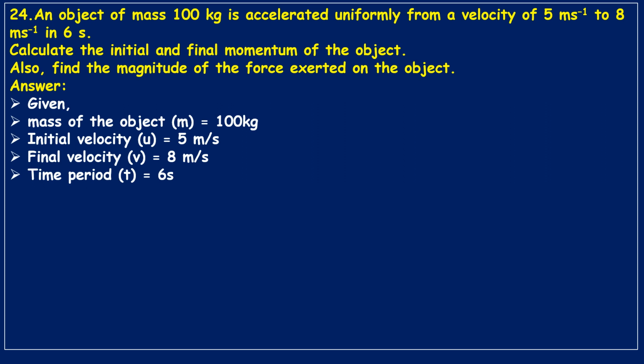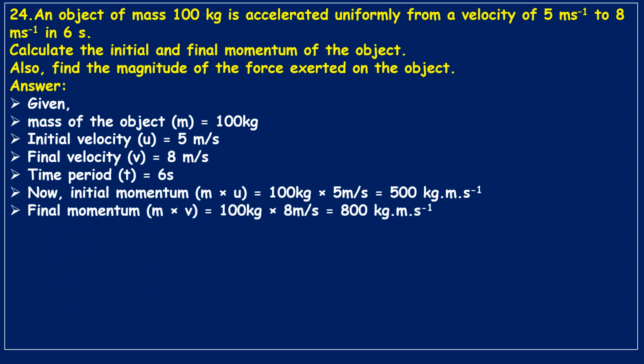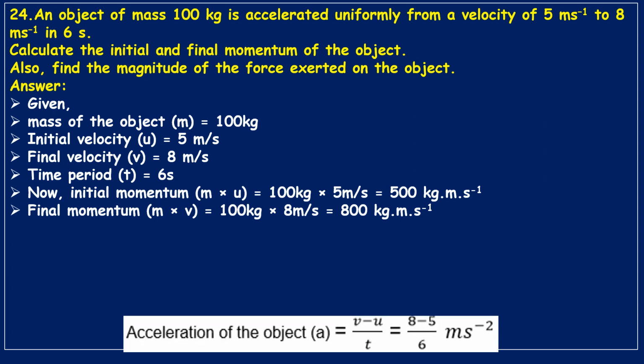Change in velocity is called acceleration. So mass is given, acceleration is given, time is given. Now initial momentum is m into u. Mass is 100 kg, initial velocity 5 meter per second. That gives you 500 kg meter per second. So that is the initial momentum. Now final momentum is m into v, that is equal to 100 kg into 8 meters per second. The final momentum is 800 kg meter per second.